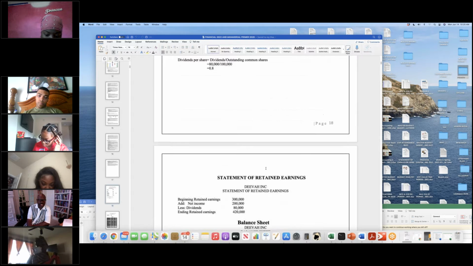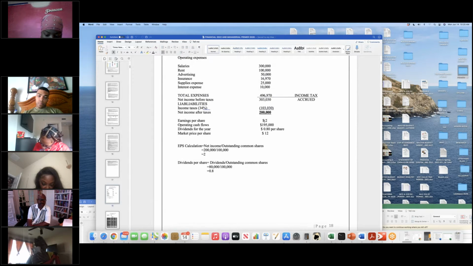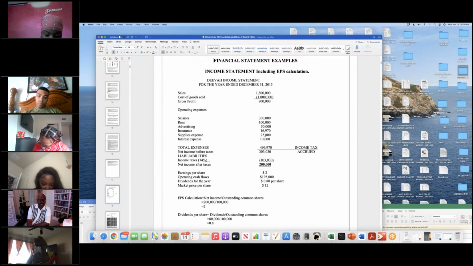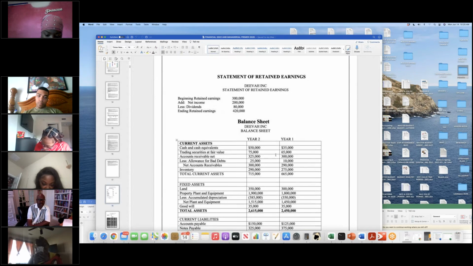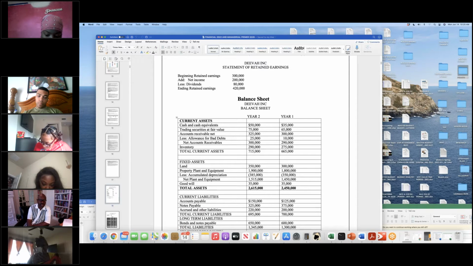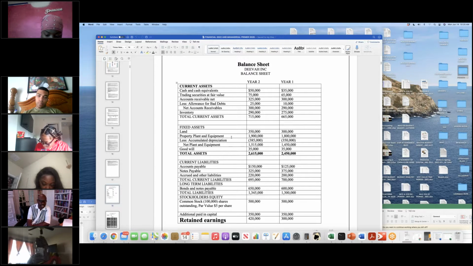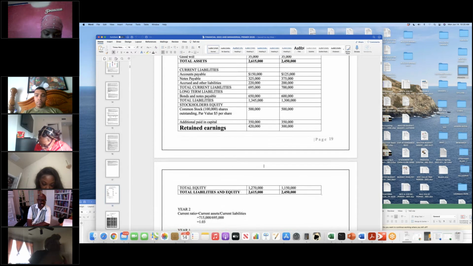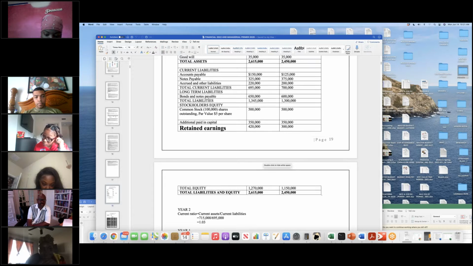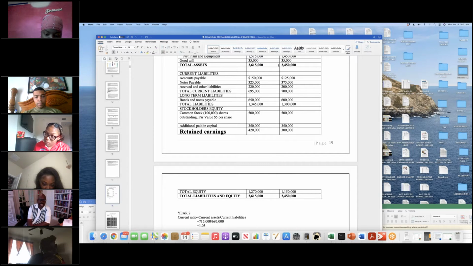The income statement is for a period of time. The balance sheet is as of a particular point in time, given all the revenues that you earn, all your income. What do your assets look like? What do your liabilities look like? And what does your total liabilities and equity look like? And we always said that the assets have to equal the liabilities and equities.